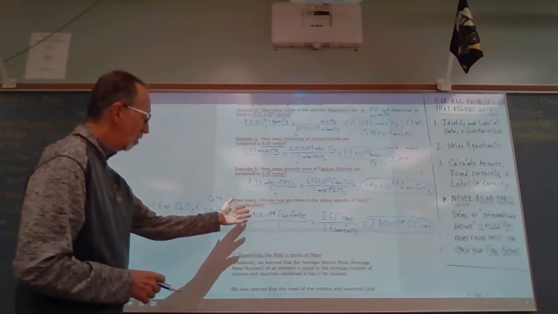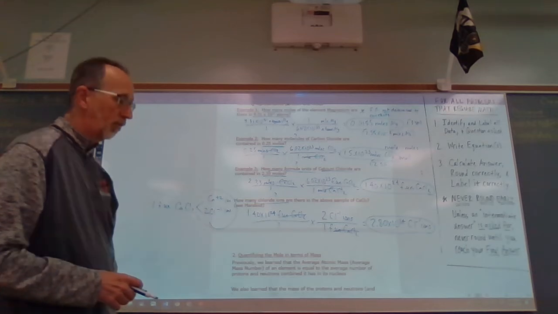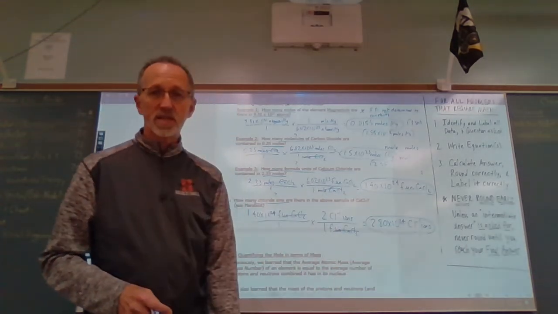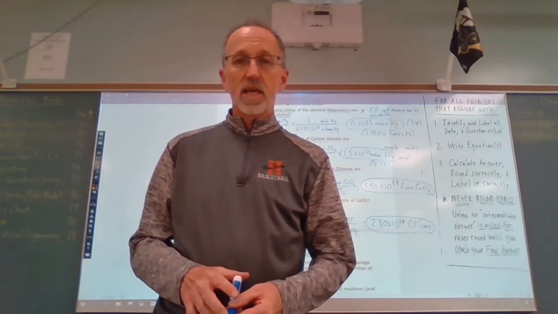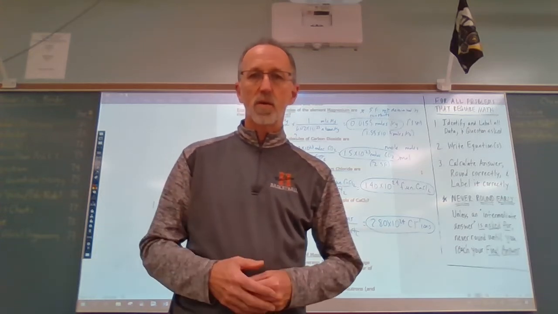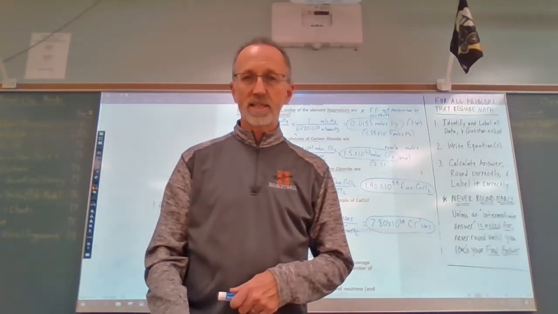Now, if it had asked how many calcium ions are there in the above sample, well, there's one calcium ion in one formula unit, so that answer would have still been 1.40 times 10 to the 24th calcium ions. There are double the number of chloride ions in this quantity of calcium chloride as there are calcium ions, again, because of that 1 to 2 ratio. All right? So, I think that's it for today.